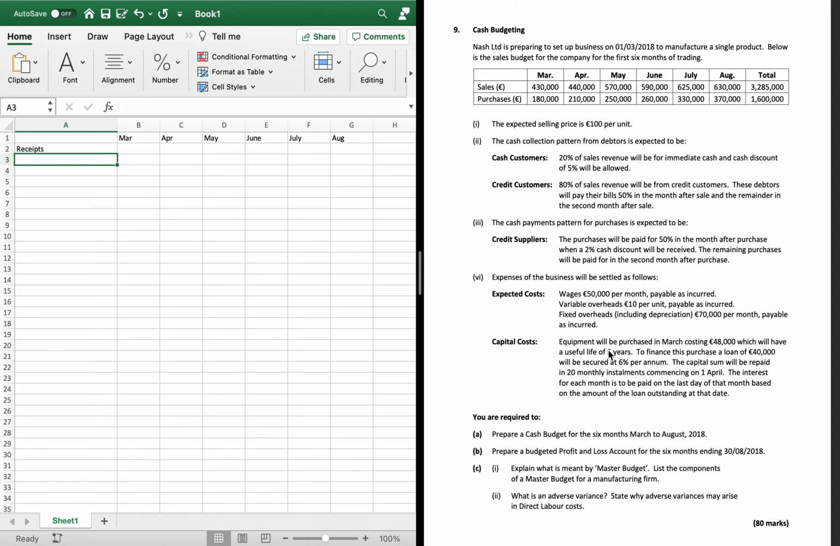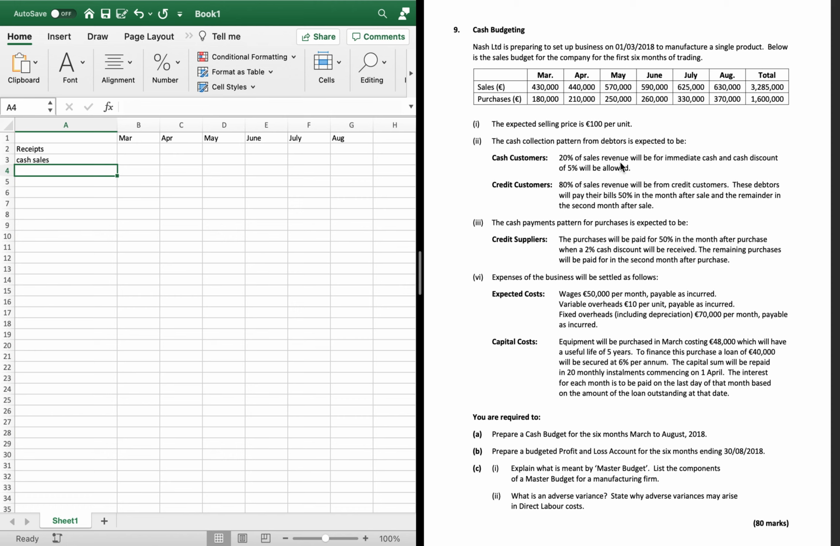So we start off. We lay it out. It's from March to August. They're my 6 months, so I put them in, and I'm going to start off with my receipts. And as usual, my receipts are cash sales. So we've got cash customers.